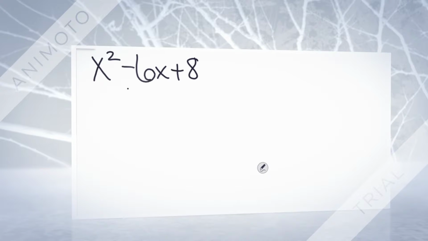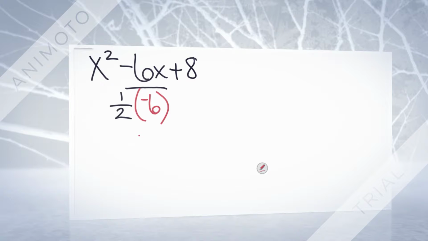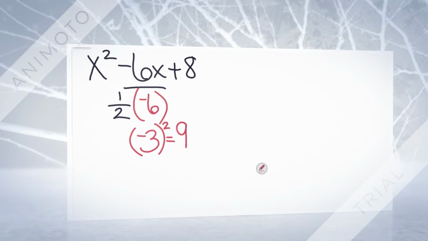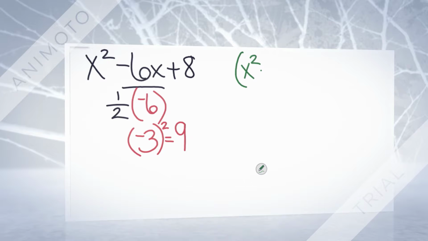So when you are completing the square, you take your b term and you take 1/2 of that b term, which is negative 3. So then you square that, and that equals 9. So once you get that term, you rewrite your equation, and it now becomes x squared minus 6x plus 9.